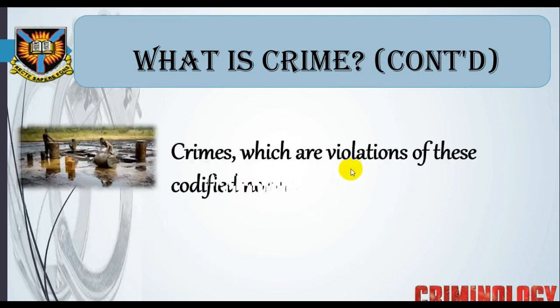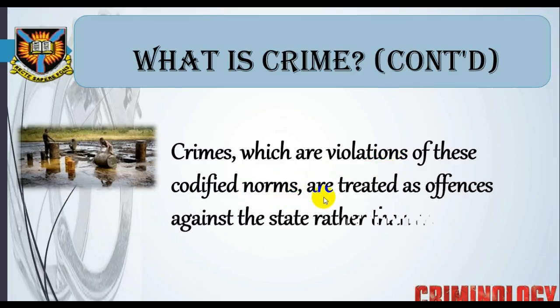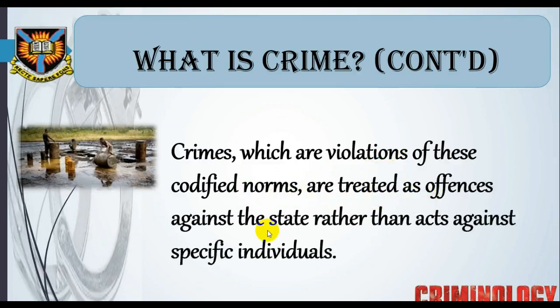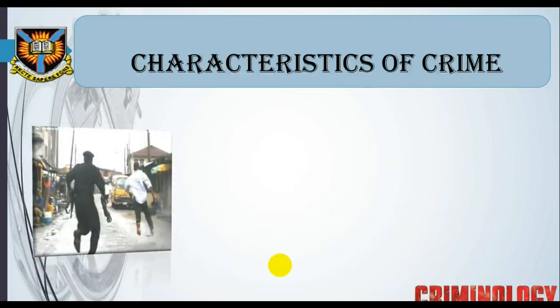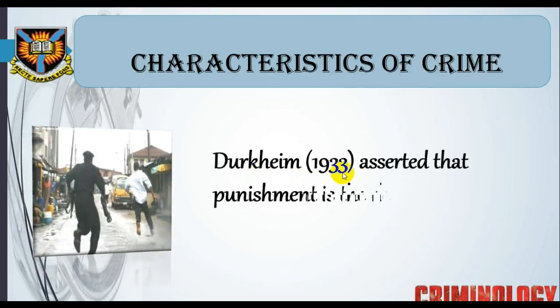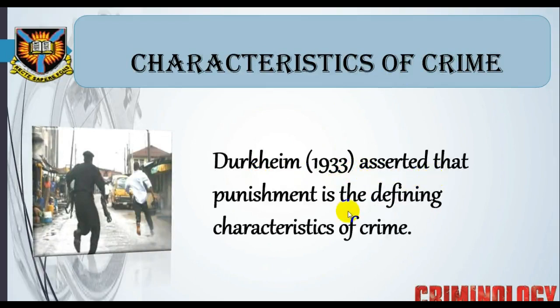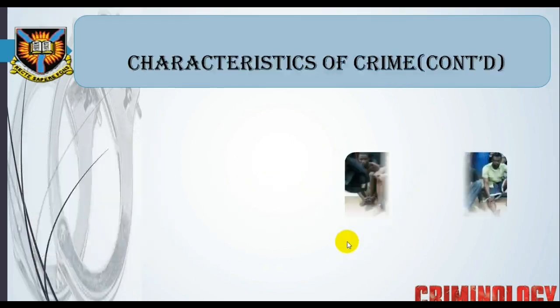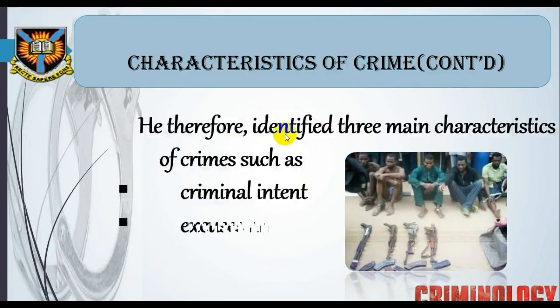Crimes, which are violations of these codified norms, are treated as offenses against the state rather than acts against specific individuals. Characteristics of crime. Durkheim, 1933, asserted that punishment is the defining characteristic of crime. He therefore identified three main characteristics of crimes, such as criminal intent, excuses, and justification.